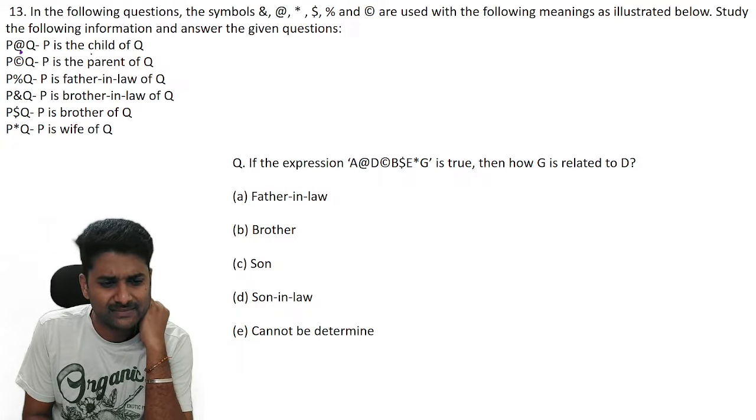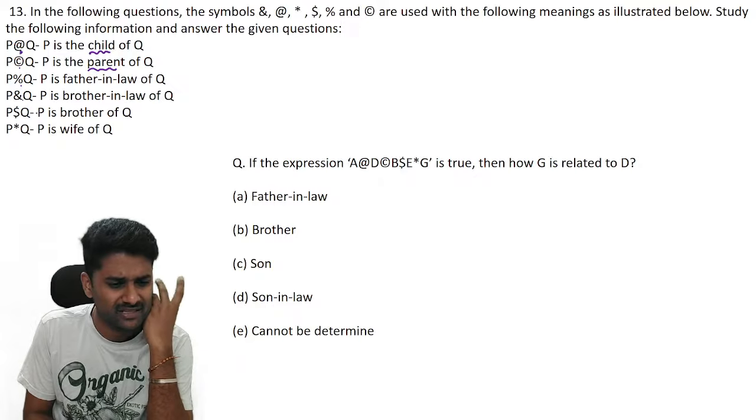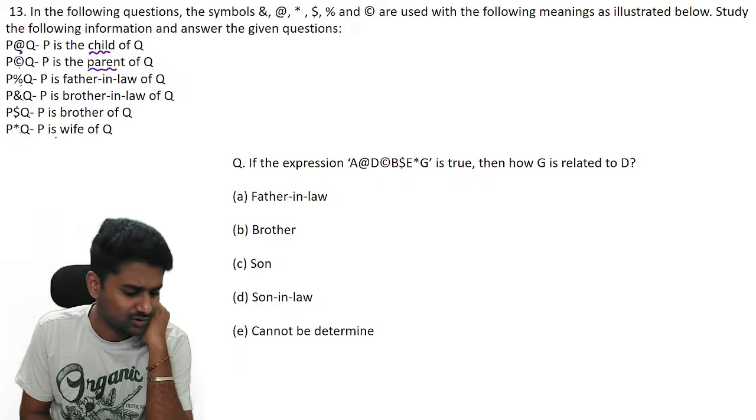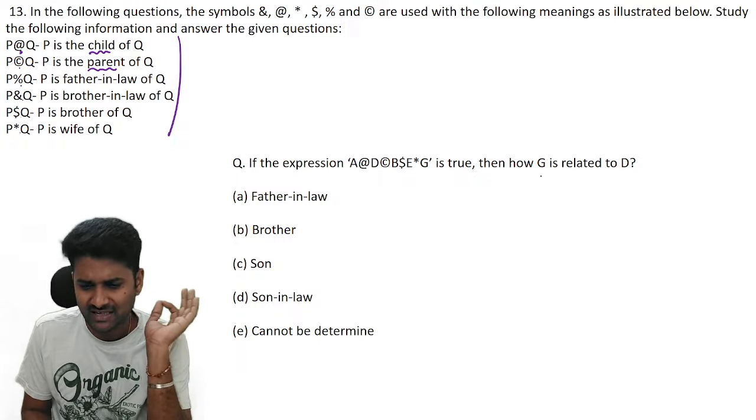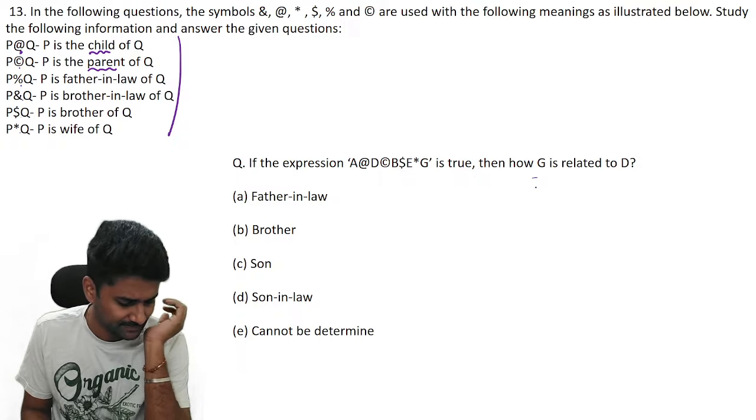The at-the-rate symbol represents a child, and we don't know the gender. Copyright represents the parent. Percentage is in-law, and end is in-law, again brother-in-law and father-in-law. Dollar is about the brother and star is about the wife. As per these statements, you just draw this picture. Now you should find the relation: how is G related to D?